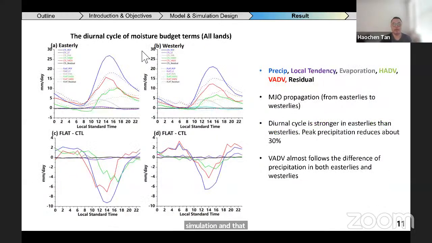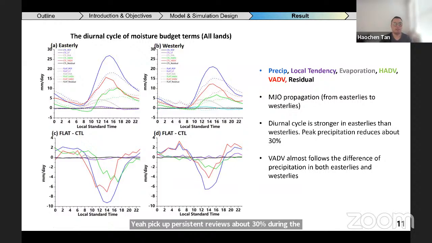Another thing we look at is that our case is during an MJO propagation, meaning that our dominant background wind changed from easterlies to westerlies. The panels here show that during the period of easterlies, the diurnal cycle is stronger than during the westerlies, which is consistent with previous studies. The peak of precipitation is reduced by about 30% during the background wind change.